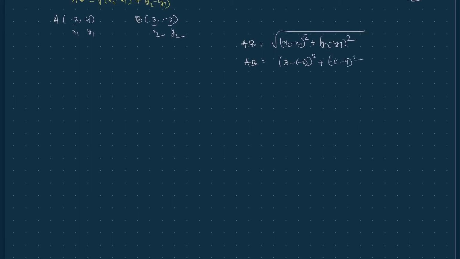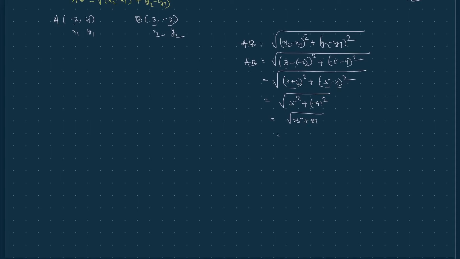Okay. Square. So this will be equal to, then what is 3? Minus of minus equal to plus. So 3 plus 2 whole square plus minus 5 minus 4 whole square under square root. This will be equal to 3 plus 2 is equal to 5. So 5 square plus minus 5 minus 4 is equal to minus 9. Minus 9 whole square is equal to 81. You can write also like this, minus 9 square under square root. So this will be 5 square is equal to 25, 9 square will be 81 under square root.